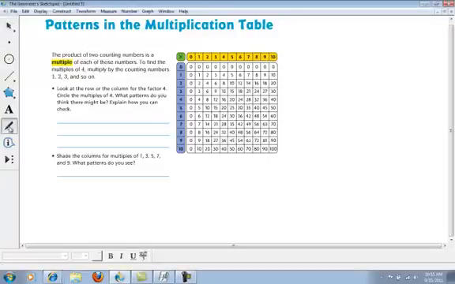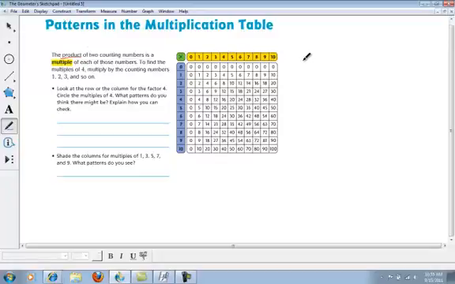In this lesson, we're going to look at patterns in the multiplication table. Did you know that the product of two counting numbers is a multiple of each of those numbers? Remember, a product is an answer to a multiplication problem. To find the multiples of 4, we multiply by the counting numbers 1, 2, 3, and so on.